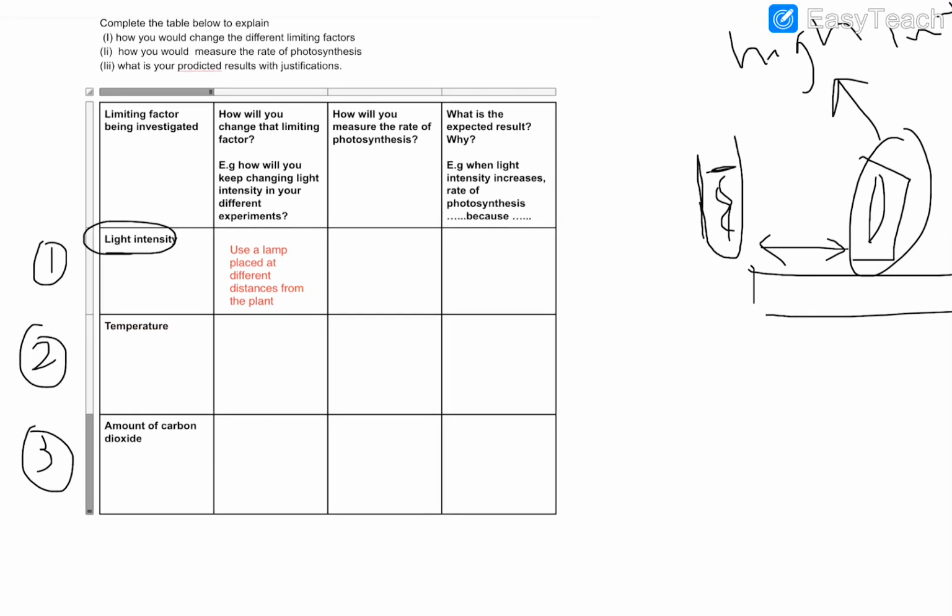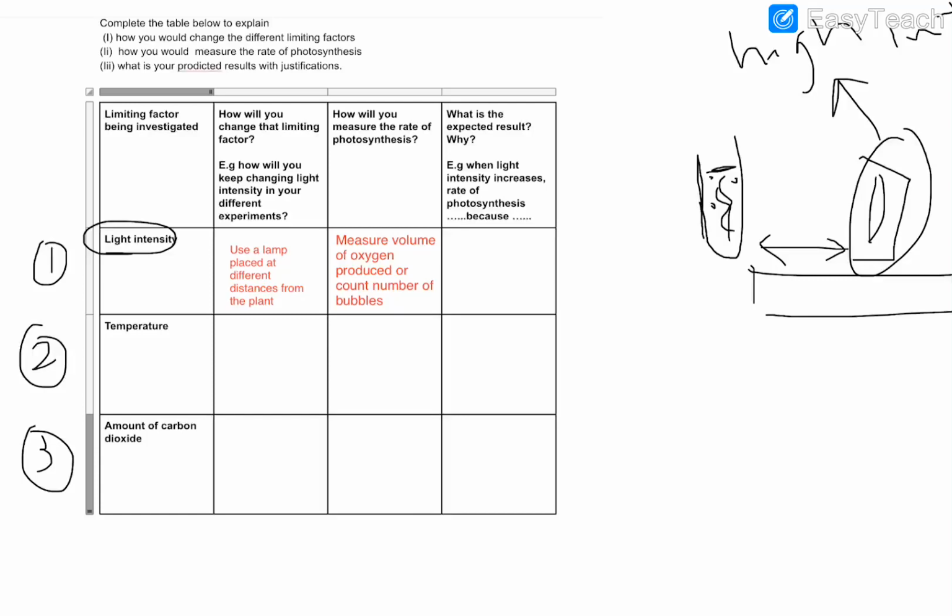Okay, and how will you measure the rate of photosynthesis? So you're just going to count the bubbles. More bubbles you have, more photosynthesis you have. Or you could also measure the volume of oxygen produced. So then you're going to use an inverted funnel and collect the volume of oxygen. So you'll either measure volume of oxygen or you'll count the number of bubbles.